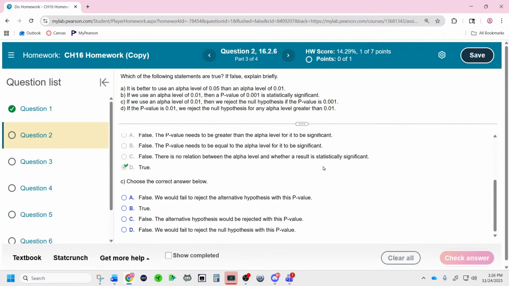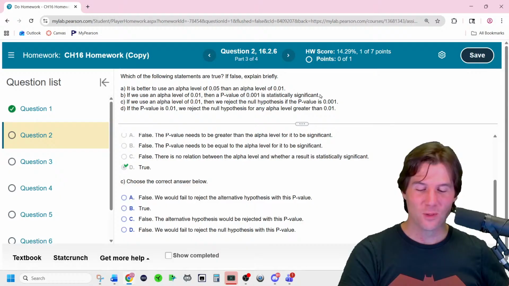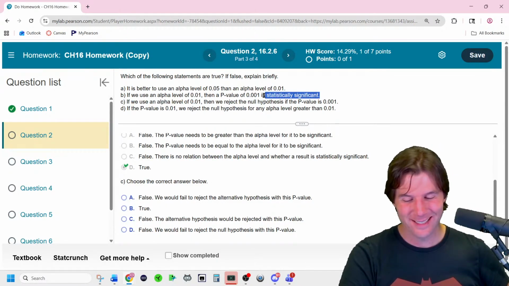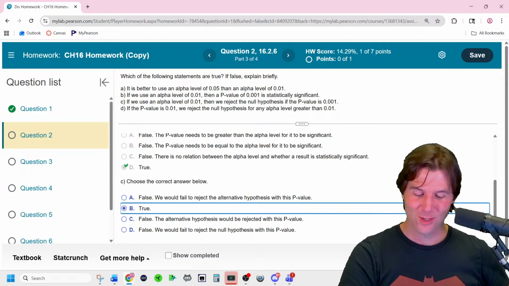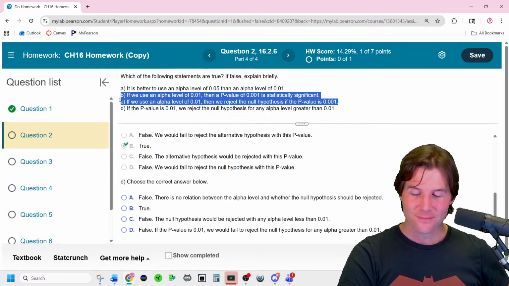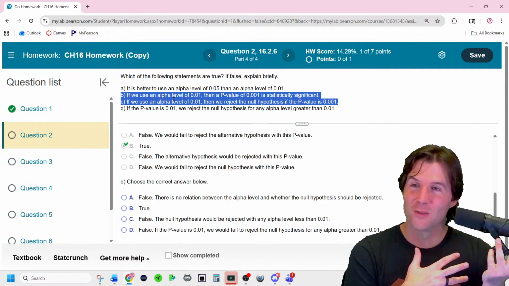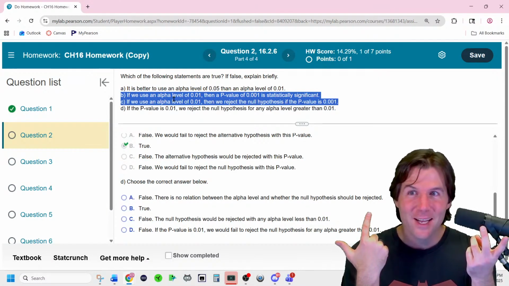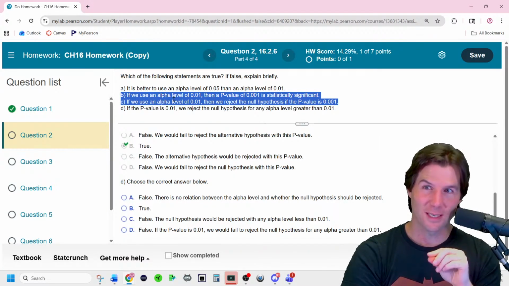Wait, what? Isn't that the same thing? Oh, wait. I read the last one as you reject the null, because statistically significant is the same thing as saying you reject the null. That's true. So notice the synonymous language on this. When we say something is statistically significant, my brain automatically reads reject the null without even reading it, because statistically significant means you reject the null hypothesis because the p-value is less than alpha.